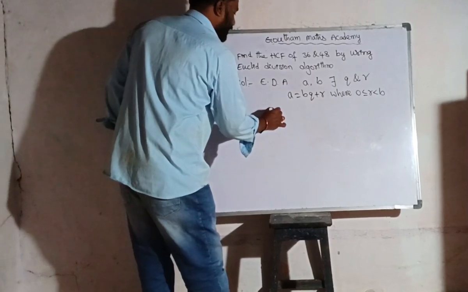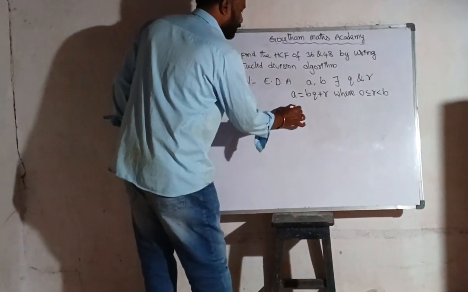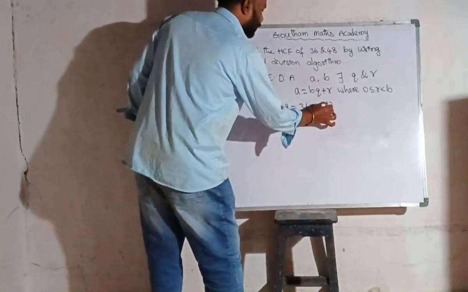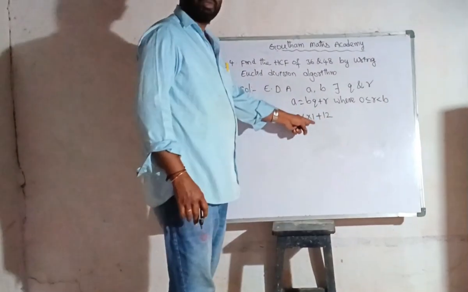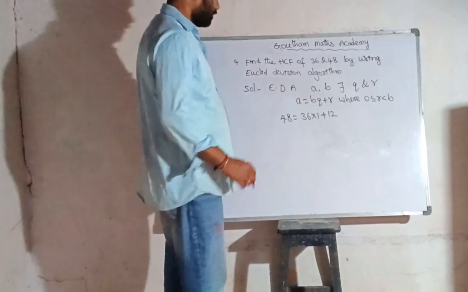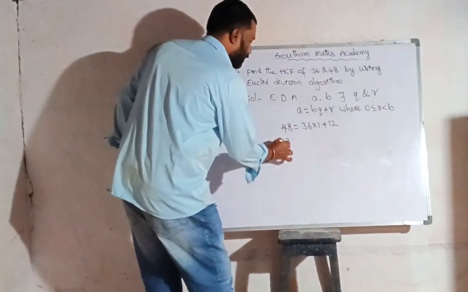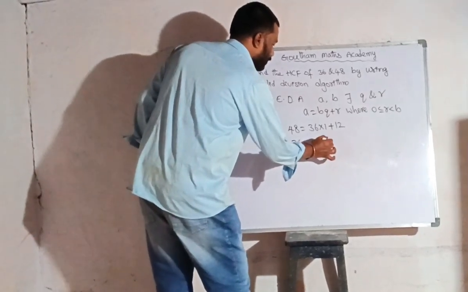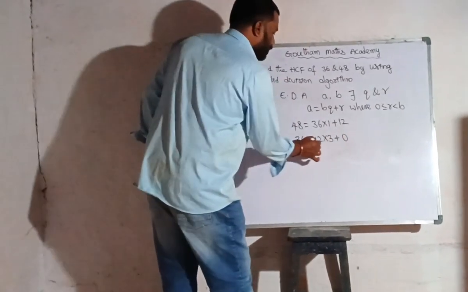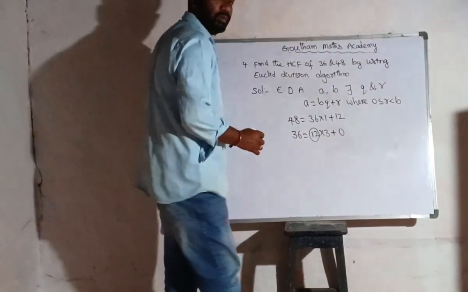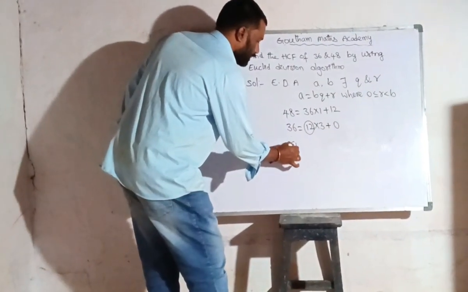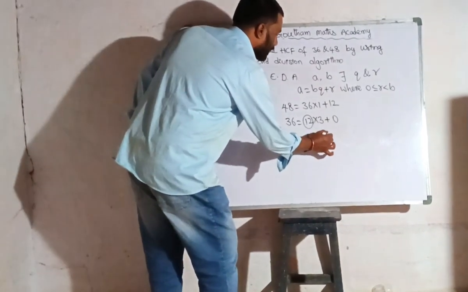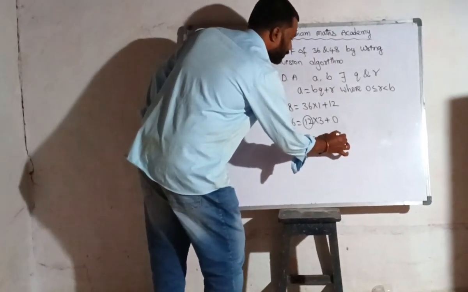So here 48 can be written as 36 into 1 plus 12. 36 into 1 is 36, plus 12, 48. Again 36 is equal to 12 into 3 plus 0. So here HCF is 12. HCF of 36 and 48 is 12.